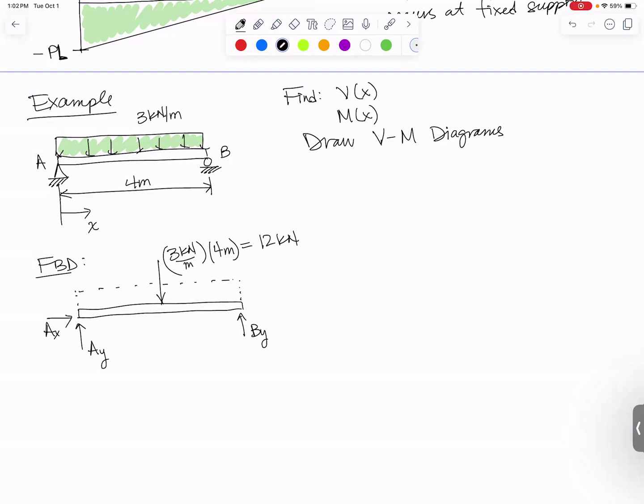Next, you would use equilibrium equations, but I'm going to do this kind of quickly. AX comes out to be 0 if you sum forces in the X direction. And AY and BY are both going to be equal to each other and equal to 6 kilonewtons.